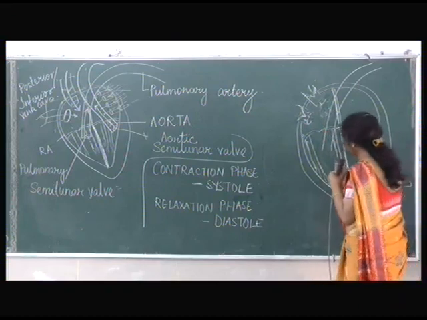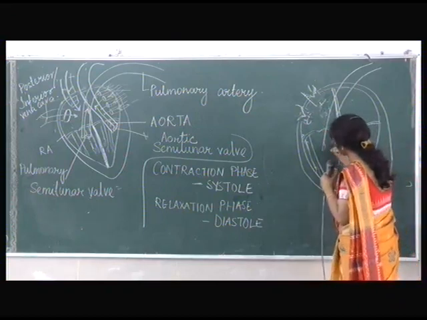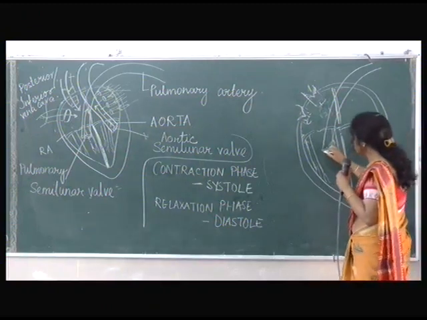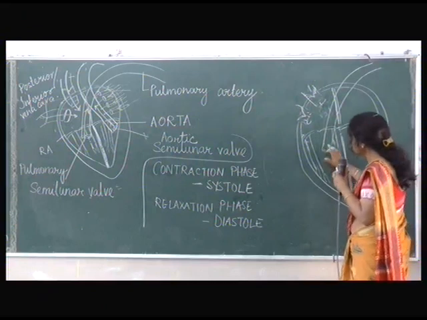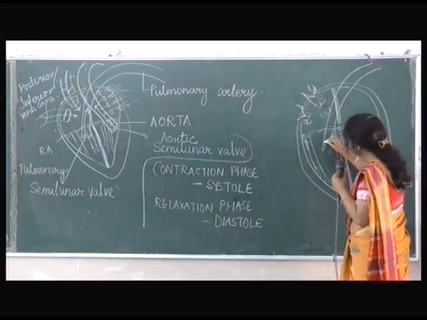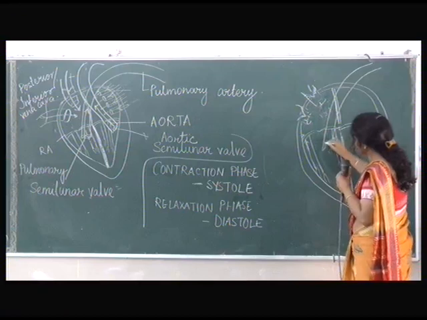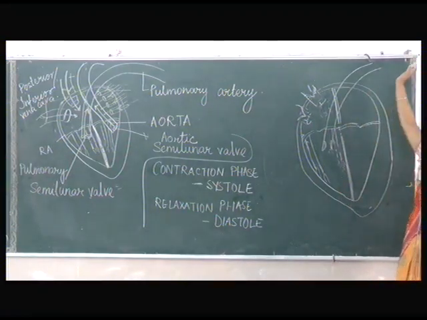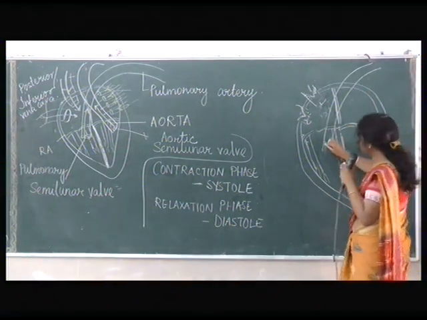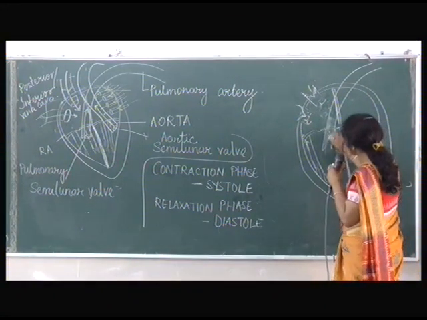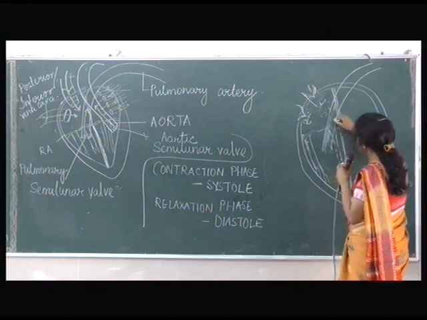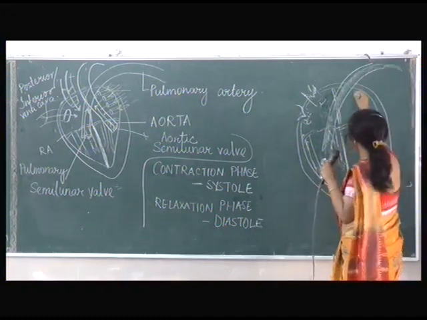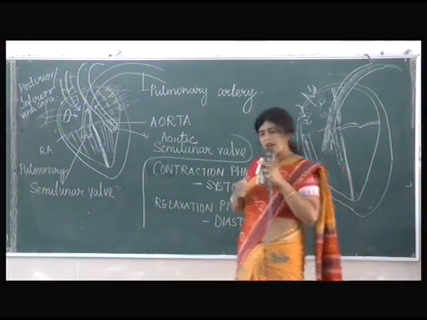Now what happens? Here are the semilunar valves present. The semilunar valves were initially closed, but due to the pressure of the blood, the semilunar valves open. Semilunar valves open in which direction? Towards the direction of the lungs. And now the blood is flowing, the deoxygenated blood. I hope you can see the deoxygenated blood is going into the lungs. Which artery is this? This is the pulmonary artery.